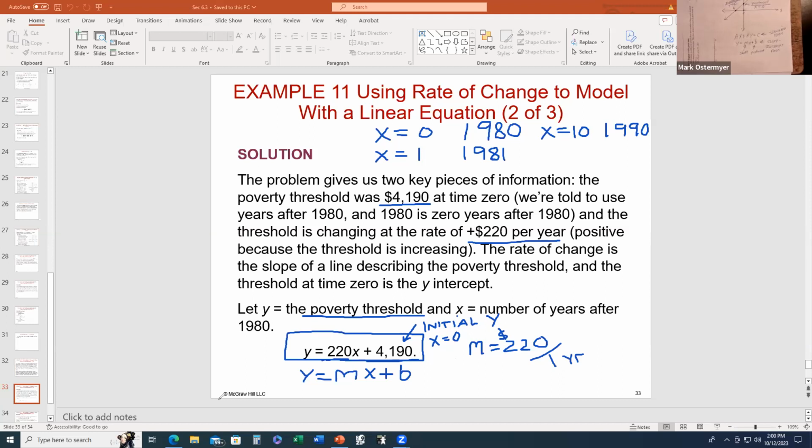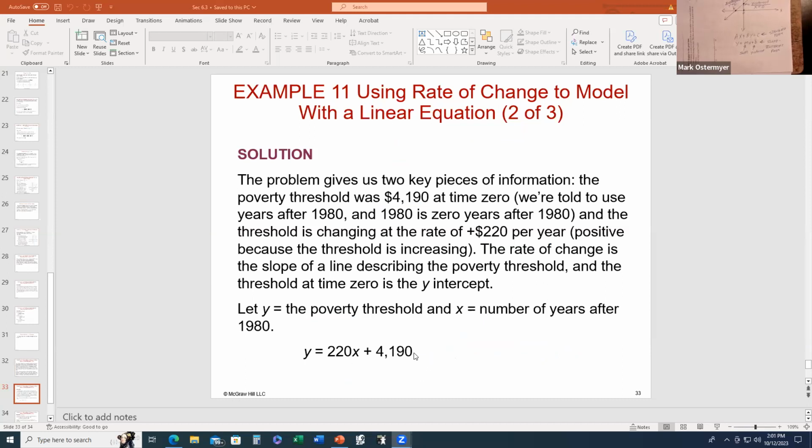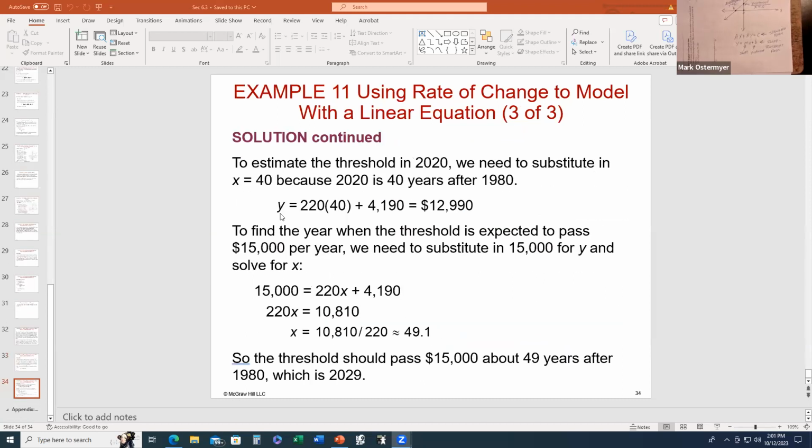Now, can we use this equation to predict or to answer this question? Well, they only want us to estimate the poverty threshold value in the year 2020. First of all, what would x be? How many years after 1980 is 2020? If you take 2020 and subtract off 1980, you should get 40, right? 40 years after 1980 is 2020.